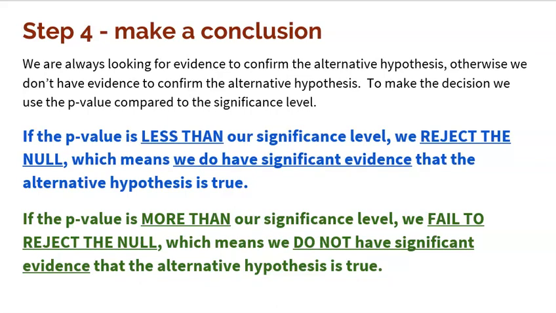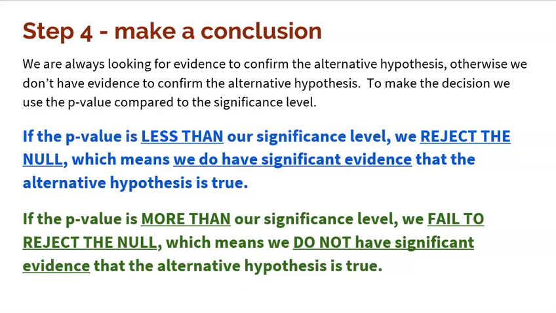All right, once you have that p-value, it's all about making a conclusion. We're always looking for evidence to confirm the alternative hypothesis. Otherwise, we do not have evidence to confirm the alternative hypothesis. We never have a conclusion that's about the null. We never say, oh, the null's wrong, the null's right, the null's true, that we confirm the null, we have proven the null. No, it's all about the alternative. So to make this decision, we're going to use our p-value. If our p-value is less than our significance level, meaning that that p-value is very significant, our sample is very significant, assuming the null is true, then we will reject the null. So if we have a p-value that's less than our level of significance, we'll reject the null.